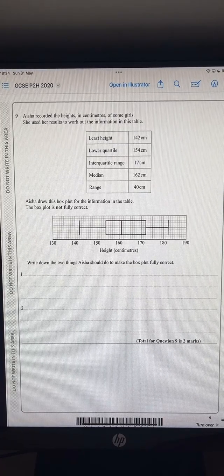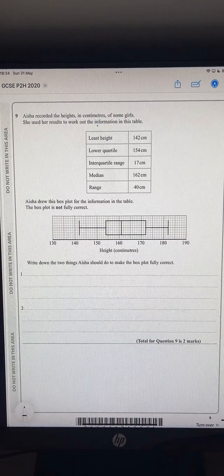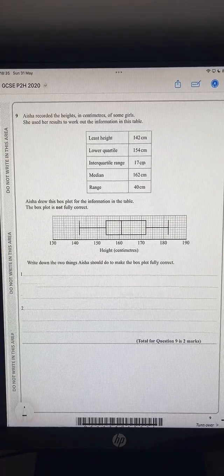Okay, box plots question. Aisha recorded the heights in centimeters of some girls. She used her results to work out the information in this table. This is Edexcel, and no, I am British. Aisha drew this box plot for the information in the table. So I've got my least height, my lower quartile, my inter quartile range, my median, and my range. And then this box plot is not fully correct. So Aisha made some mistakes.